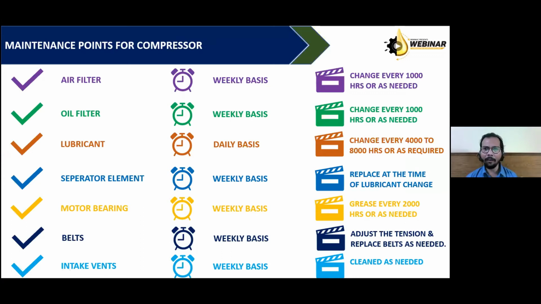These are normal checkpoints which we maintain normally. Just for a quick revision, we mentioned air filter, oil filter, lubricant, separator element, motor bearing, belts if it is belt driven, condenser, compressor, and intake vent. How frequently we should check them, and what should our action be after checking?